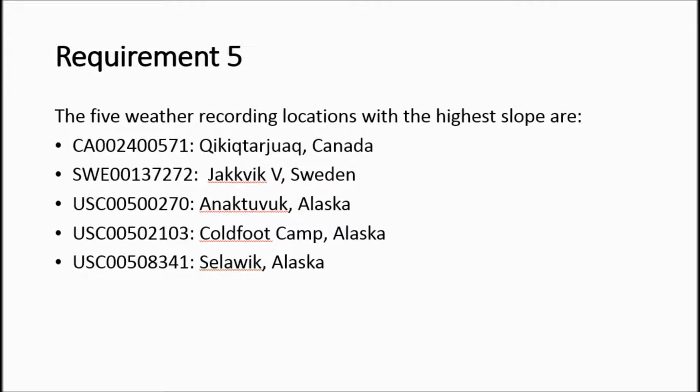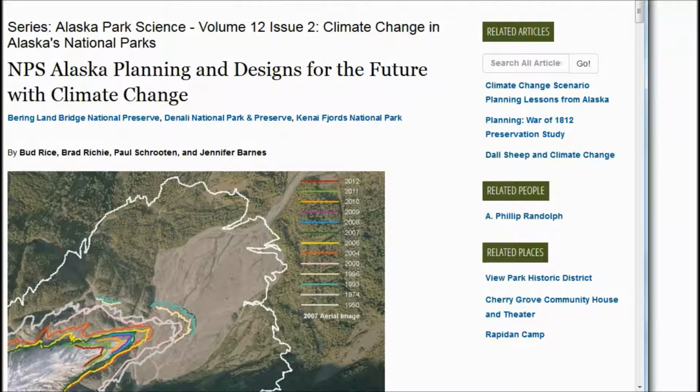After recording the top 5 weather locations with the highest slope, we found that these locations were in Canada, Sweden, and Alaska. And so for requirement 5, we did a little extra research on one of the locations, Coldfoot Camp, Alaska. So we found this website, the NPS Alaska Planning and Designs for the Future with Climate Change.